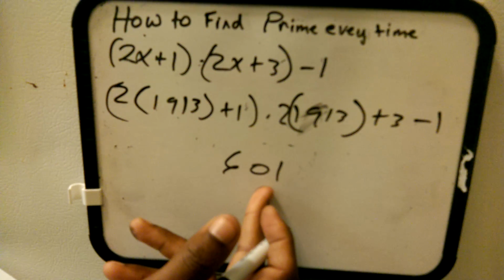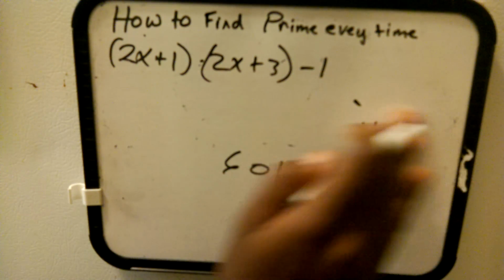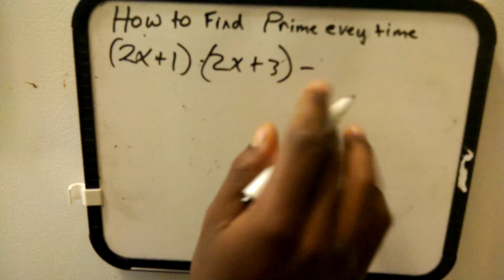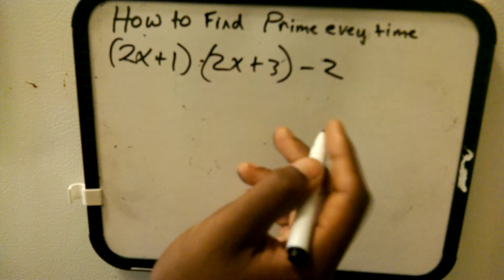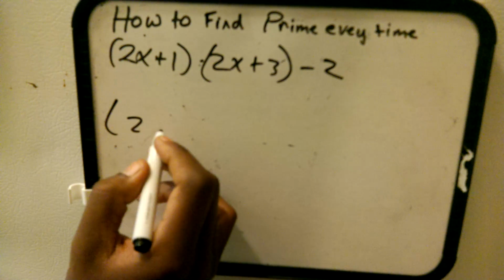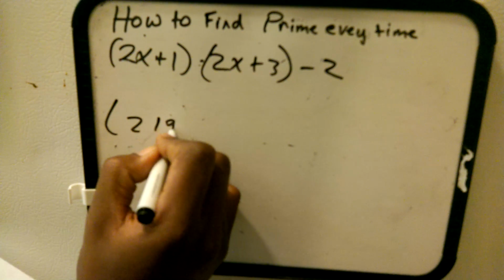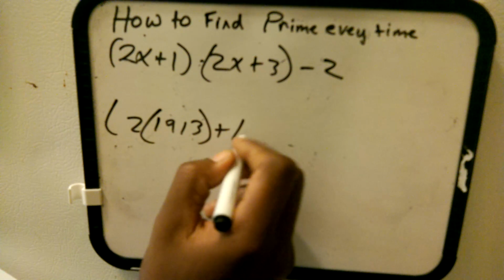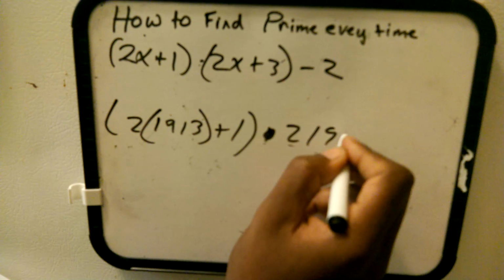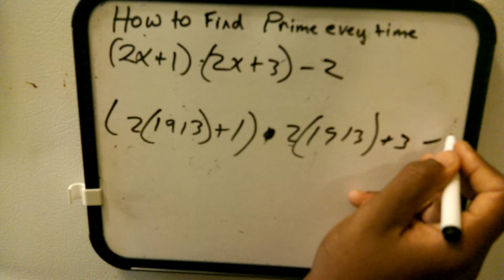Well, since I got 601, instead of using this equation, I'm going to use the one that says minus 2. And then I'm going to try that again. 2x plus, or 2 times, let's see here, 2 times 193 plus 1 times 21913, let's see, plus 3 minus 2.